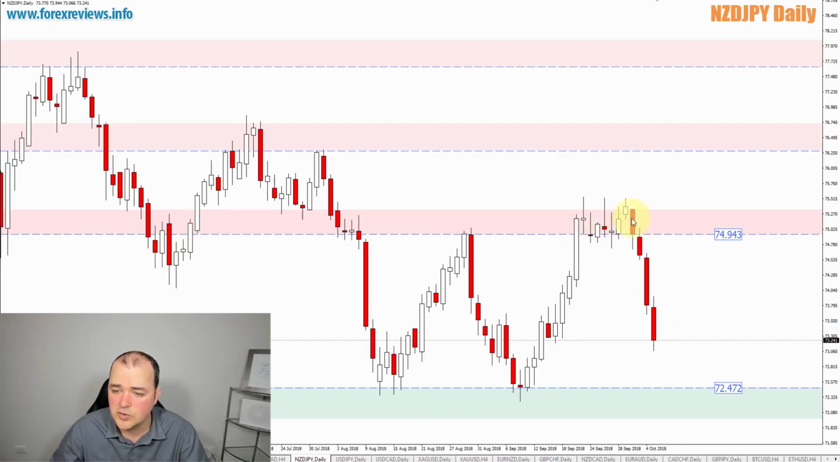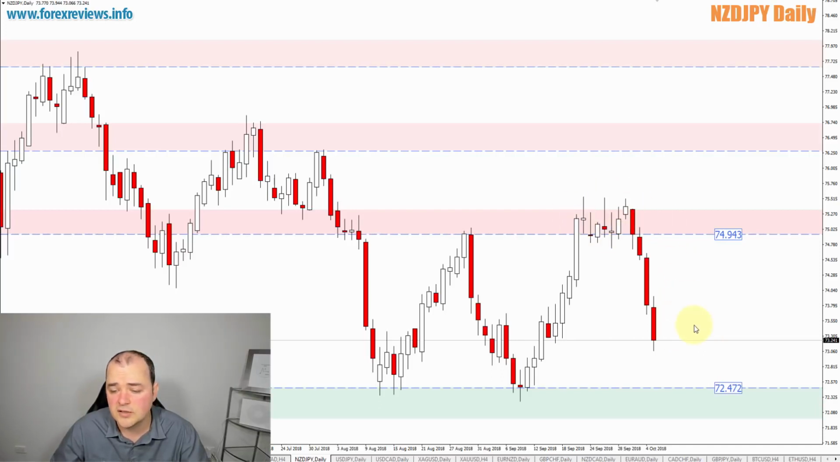And as you can see, last week, the bears took control, pushing price strongly to the downside from this important zone. So overall, the 74.94 zone area was a great performing zone last week for all those people that took a sell trade in this important area.